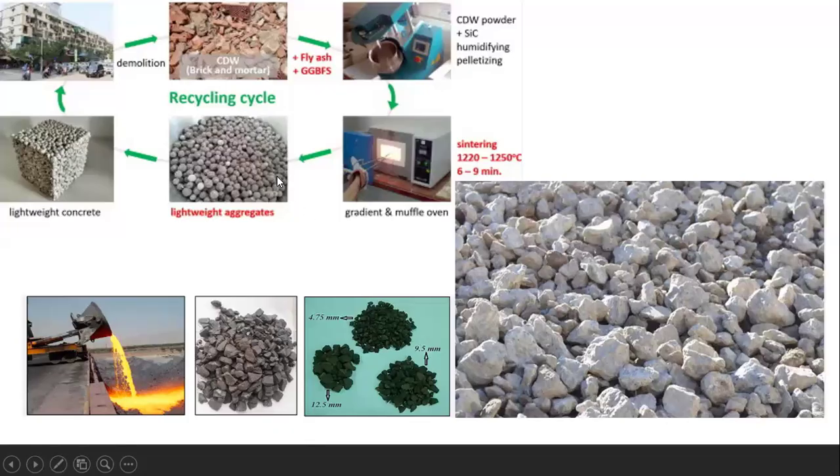So here the sintering process has been shown. This is the sintered aggregate, sintered lightweight aggregate. The best example is LECA. LECA is nothing but lightweight expanded clay aggregate. This type of aggregate is mainly used for the production of lightweight concrete, as shown in the left top corner.